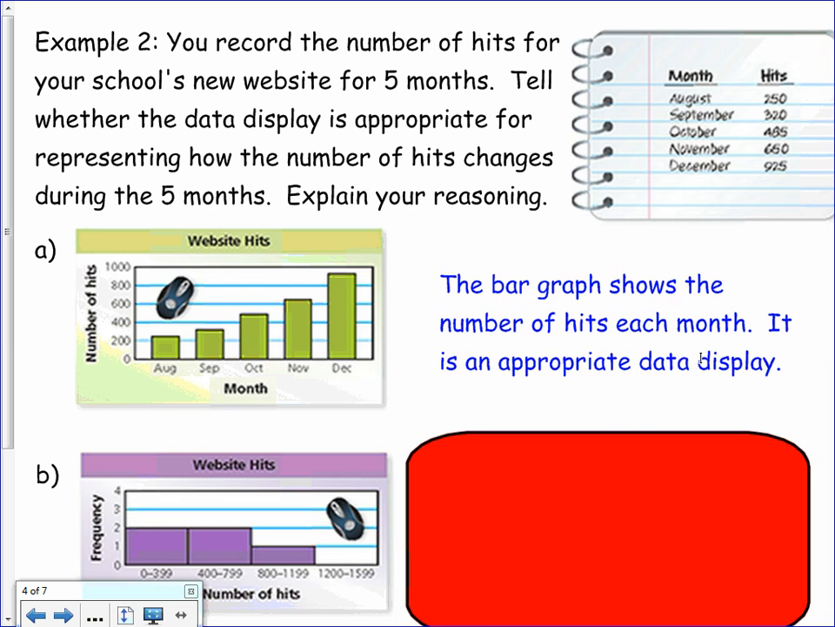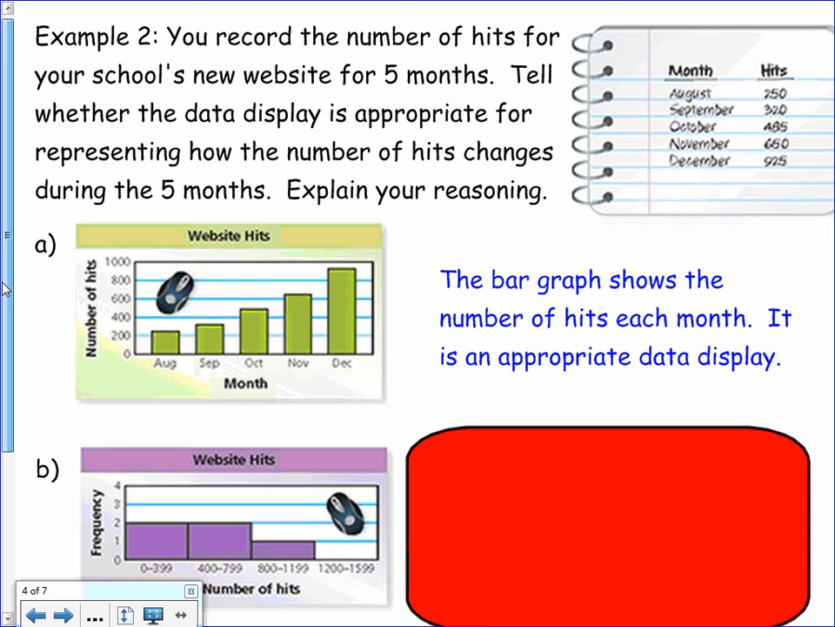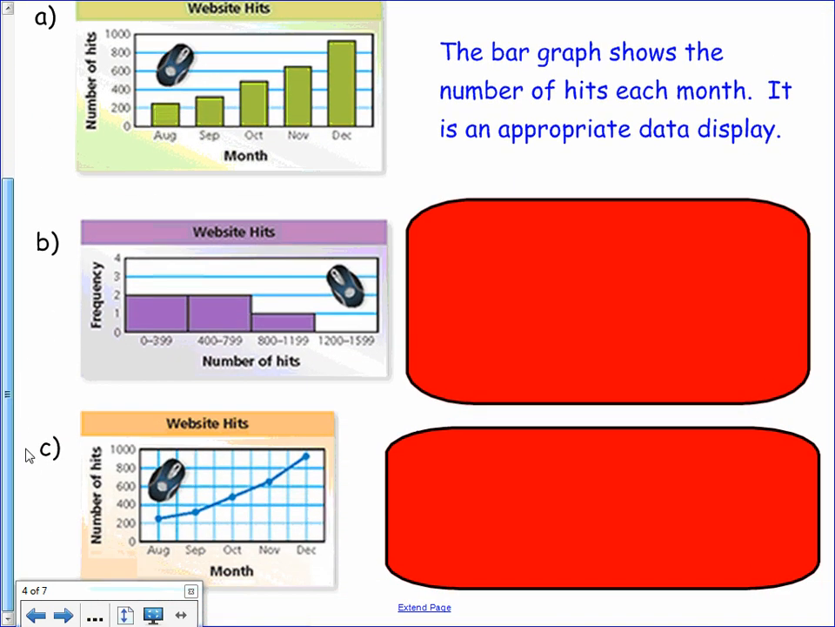And the bar graph shows the number of hits each month, so it would be an appropriate data display. Okay. B is a histogram. Now, this histogram shows us ranges of the data, but that doesn't help us to see the changes over time.